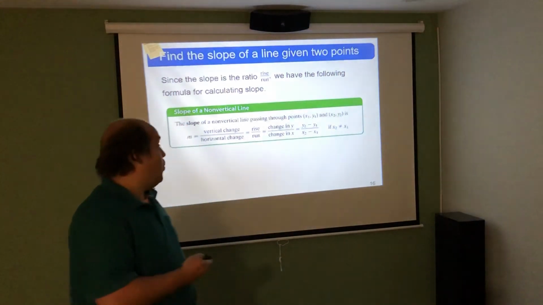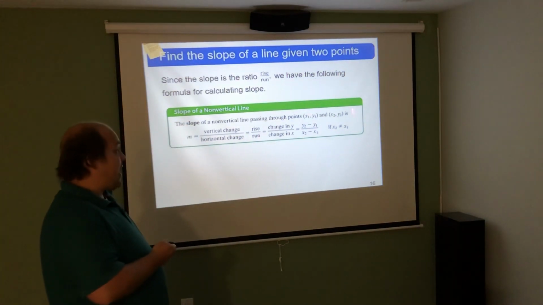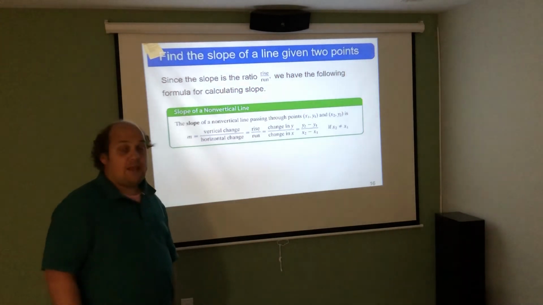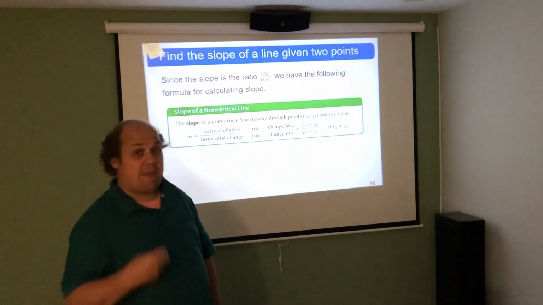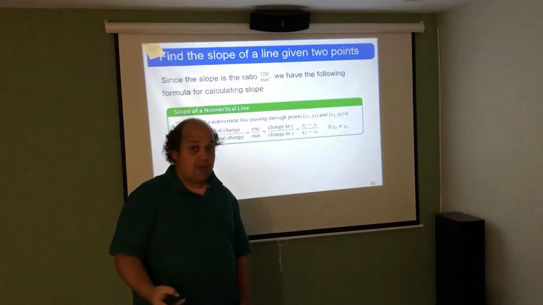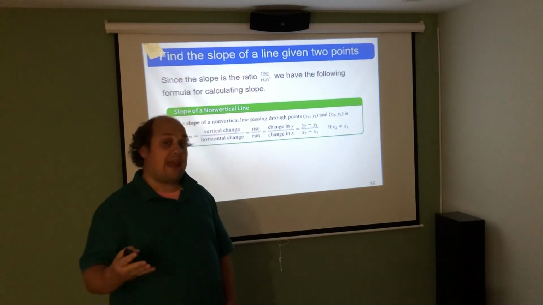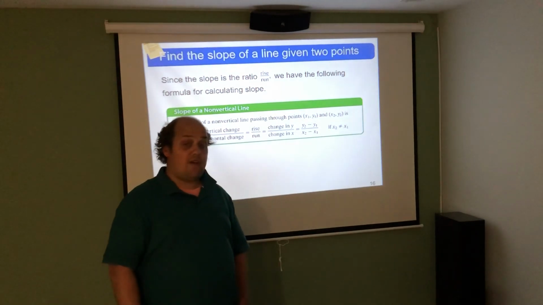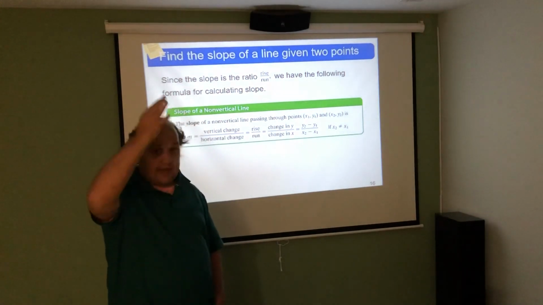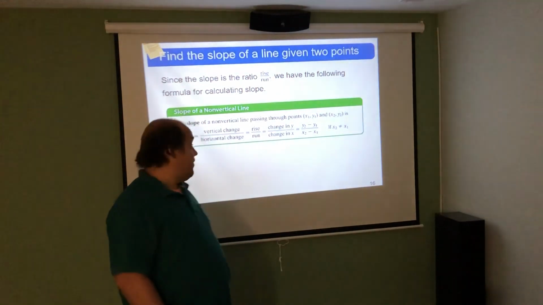So this formula works for any pair of points, except a pair of points where the two x values are the same. If the two x values are the same, it'll lead to a mathematical error if I put it into my calculator. I need to know that that error is telling me the line is undefined, it's a vertical line, and its slope is undefined.